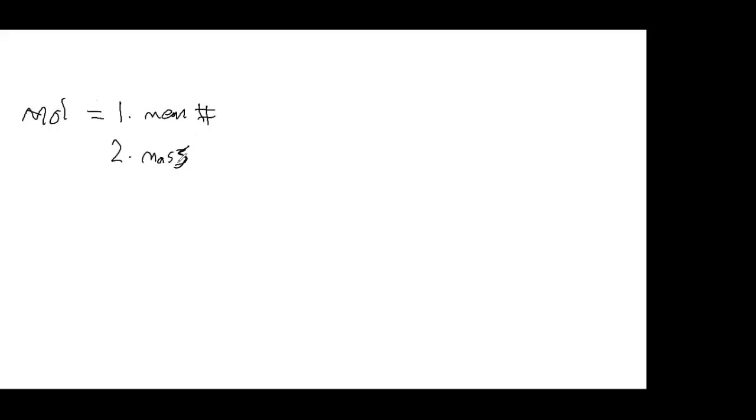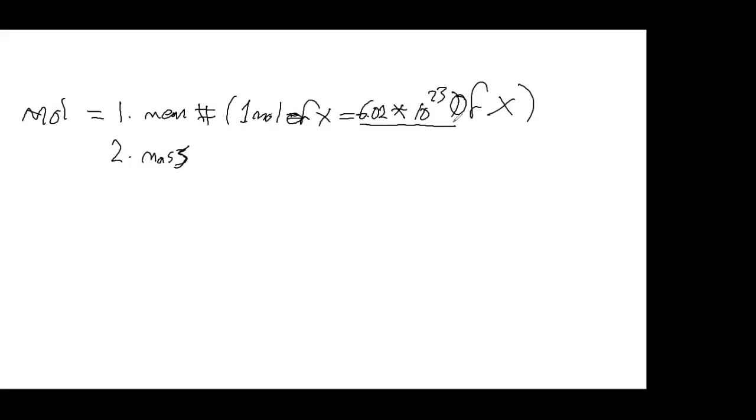1 mole of anything, of X, anything, will equal Avogadro's number. What is the Avogadro's number? It is 6.02 times 10 to power 23 of X. 1 mole of anything means a number, but that number is Avogadro's number, which is 6.02 times 10 to power 23. Now, mole also means mass.